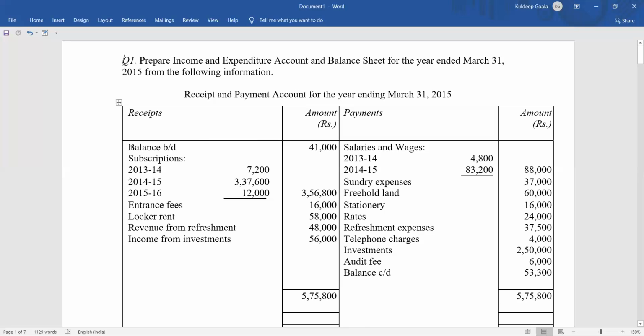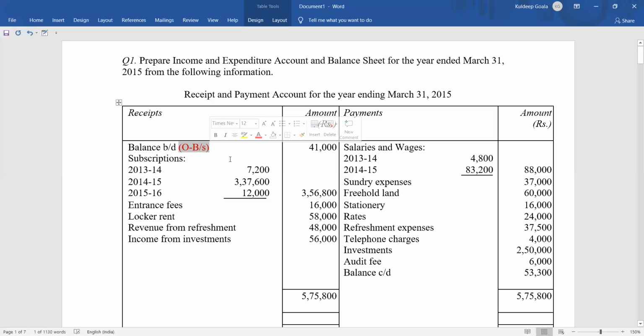So first of all, what is given? The balance brought down, that is the opening balance. This is nothing but the opening balance of cash. So remember where it will go: it will go in the opening balance sheet. Clear? Try to understand that it will go in the opening balance sheet.